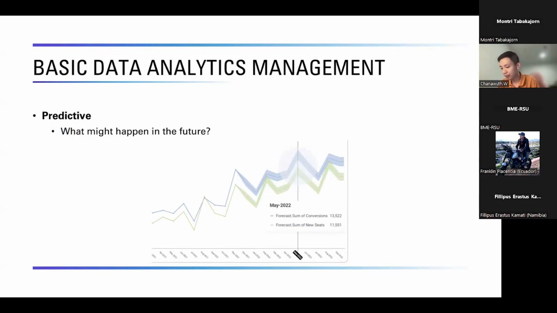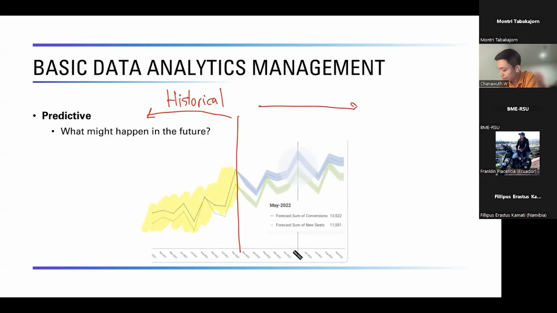This graph shows this type is the historical data, the actual data. And this type on the right side is predicted, or forecasting.